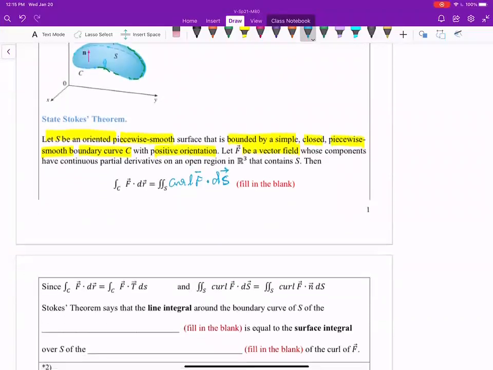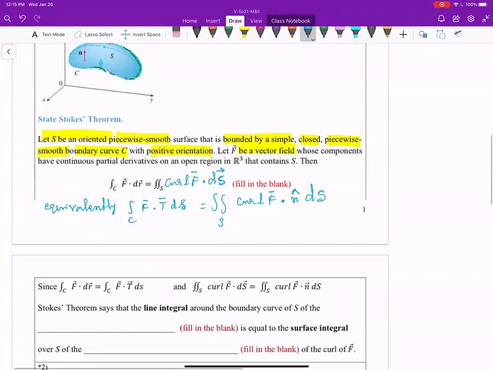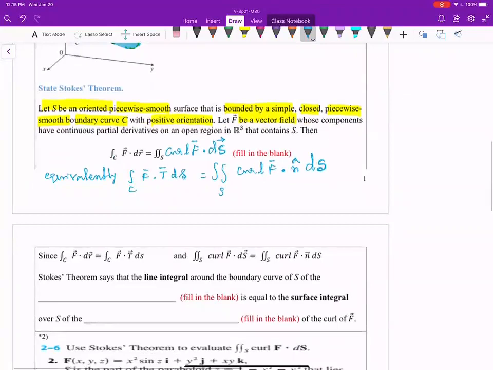This also means we can say equivalently, the integral over C of F dot T ds, where lowercase s represents the arc length, is the double integral over S of curl F dot the unit normal vector to the surface, followed by dS, uppercase. Yes, they are equivalent. We can see how they are equivalent.